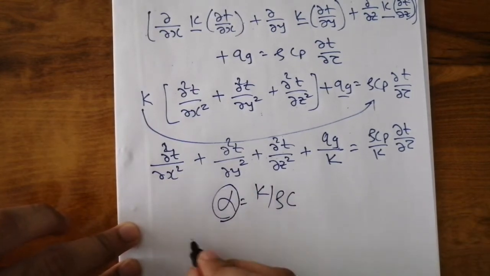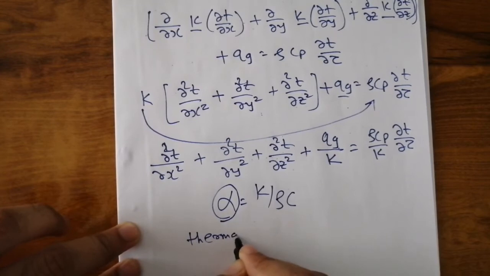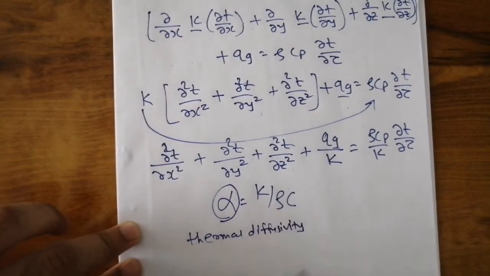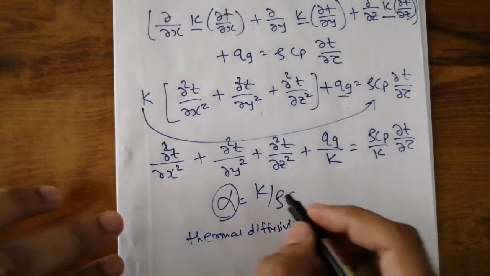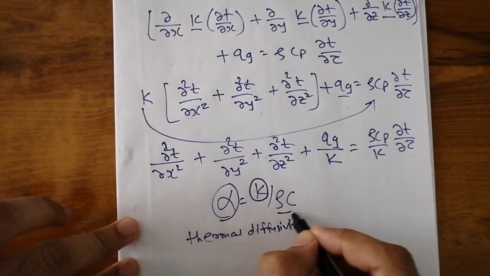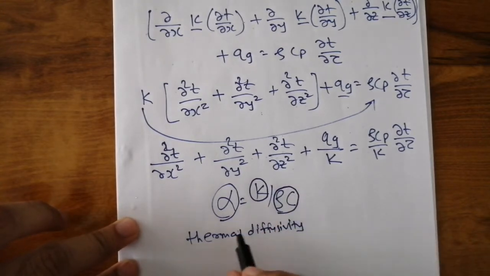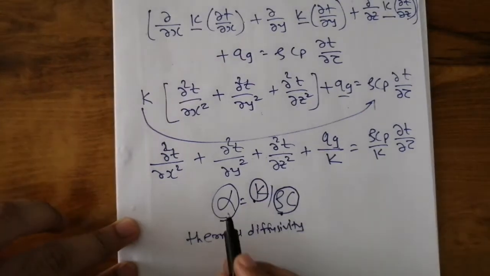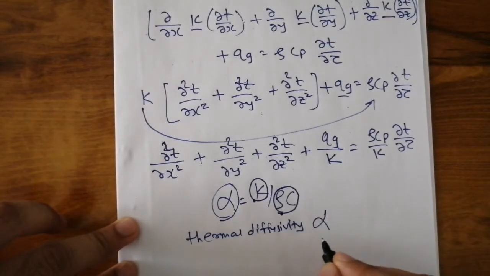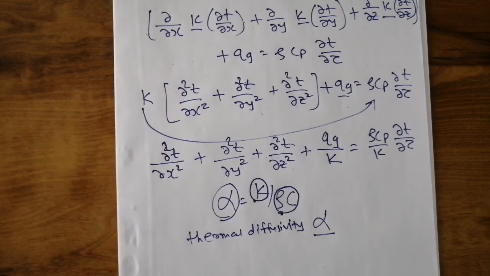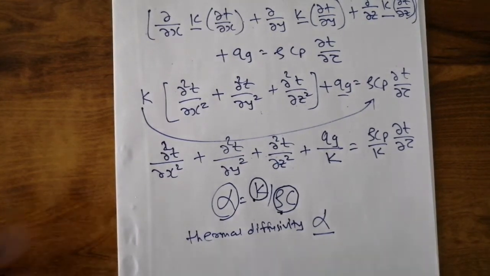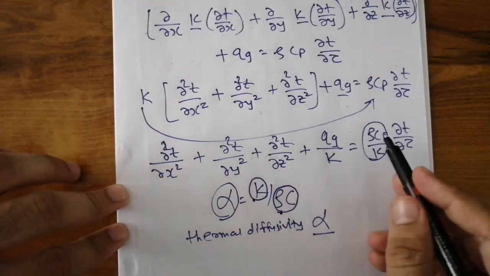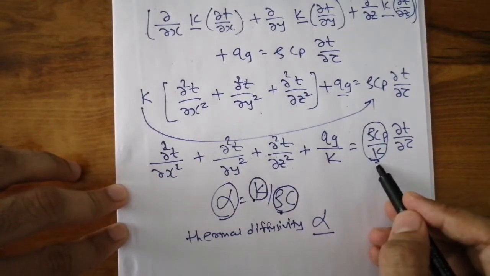Now we write alpha is equal to k by rho c. That alpha is called thermal diffusivity. It is the ratio of thermal conductivity to thermal capacity, where k means thermal conductivity and rho c means thermal capacity. So here we require rho cp by k, so 1 upon alpha will be considered.